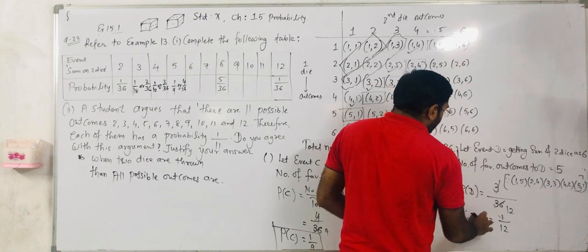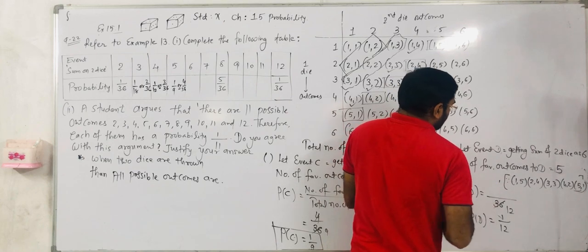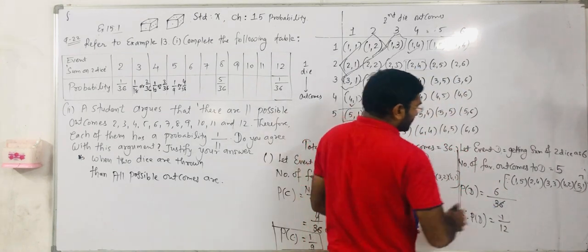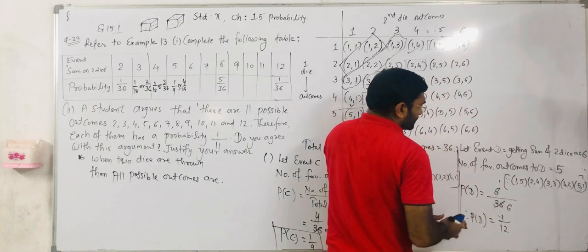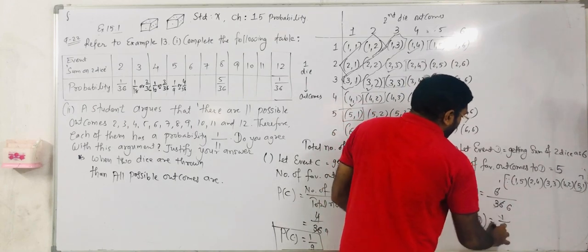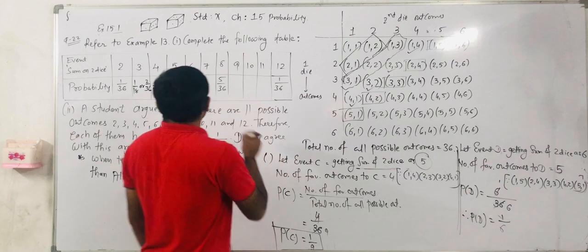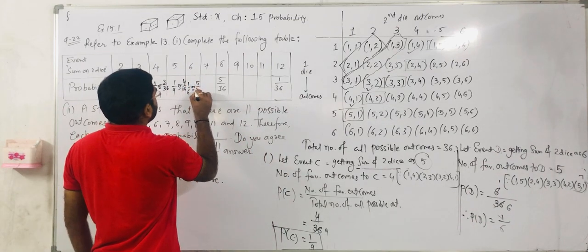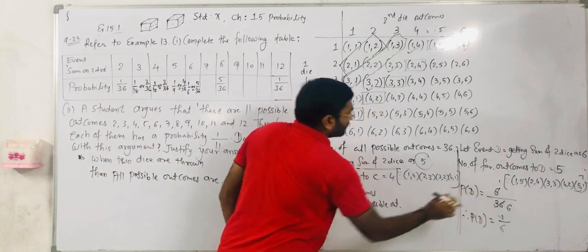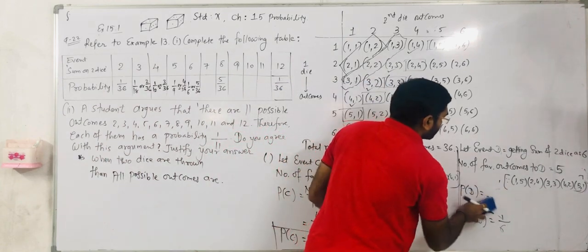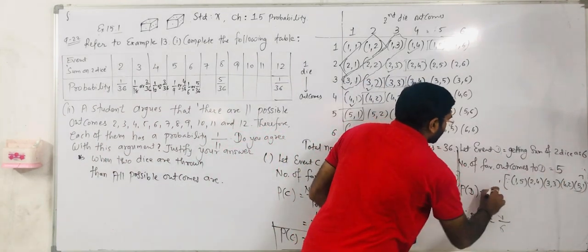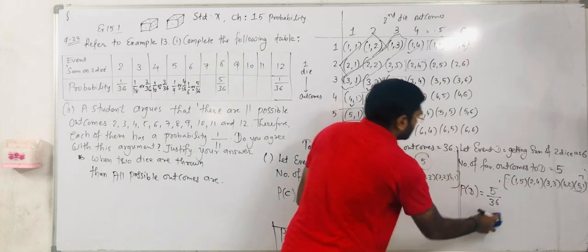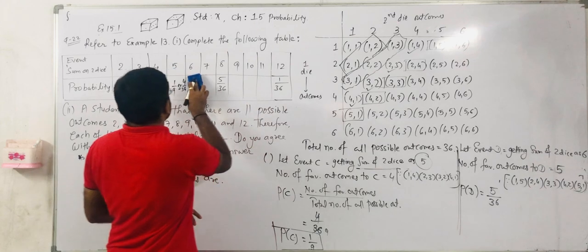So probability of getting the event: in numerator we have to write the 5. In denominator total number of outcomes is 36. Sorry, here we have to write the 5. Total number of favorable outcomes is 5 divided by 36. So we get 5 by 36 is our answer.